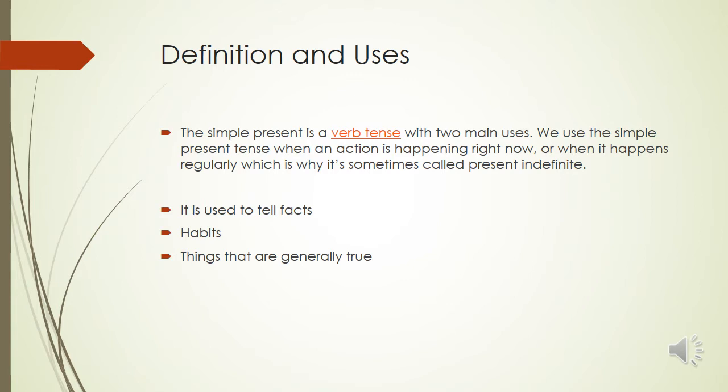The second thing we are going to discuss is that it tells us about facts. For example, the sun rises from the east. This sentence is in simple present tense and it is a fact, right? Third is habits. For example, I walk to school every day. This is my habit, and we have to write this sentence in simple present form. And one more thing I have included here is things that are generally true. For example, I am a girl. It's a true sentence and it is in simple present tense.